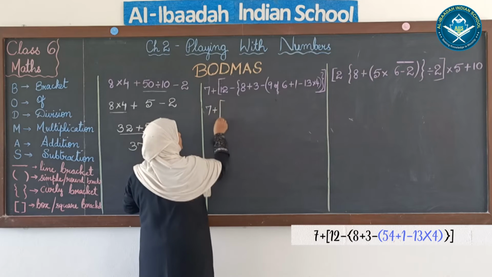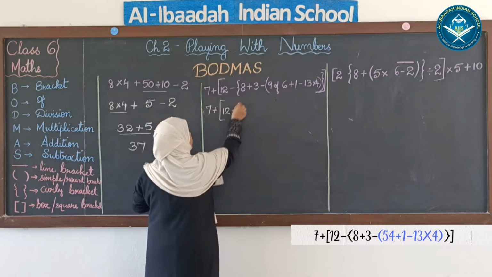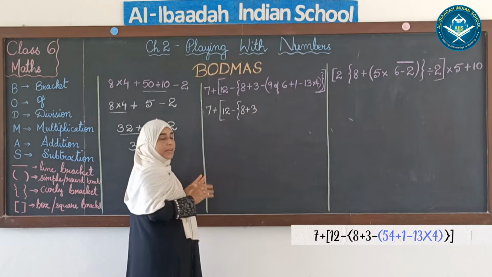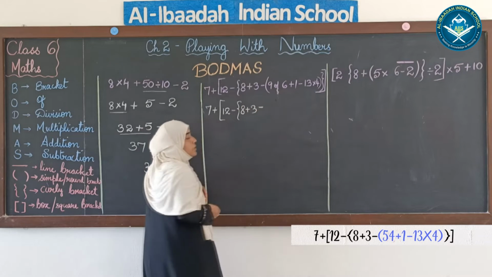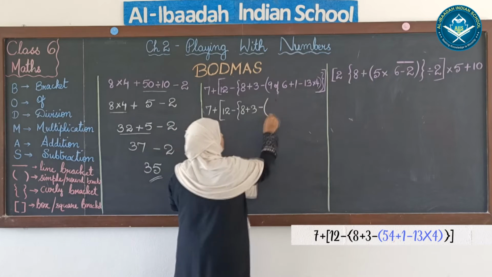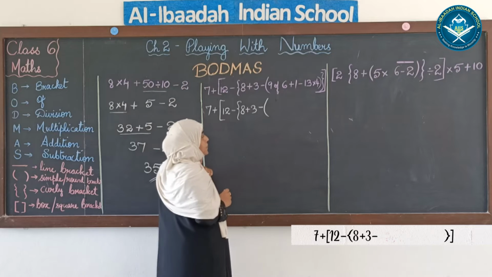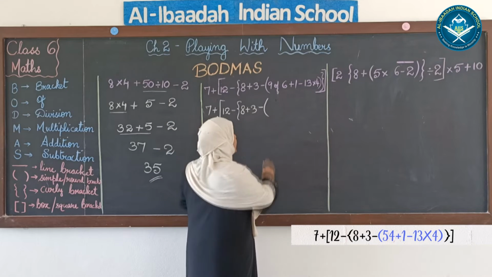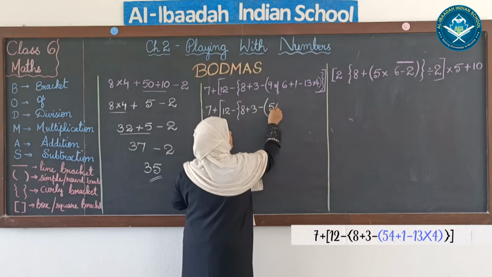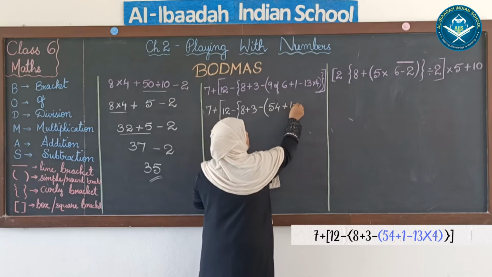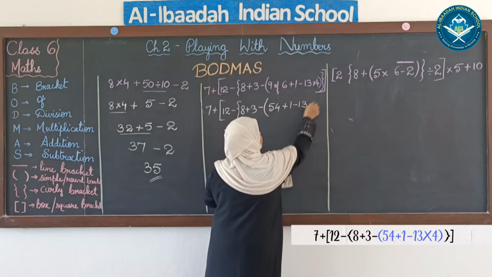7 plus 12 minus 8 plus 3. All this we have to write as it is, because we are solving the operations which are there inside the bracket, inside the simple bracket. Okay. Now inside the simple bracket, first thing that we have to solve is 9 into 6. 9 6s are 54. Okay, remaining operations we will keep as it is. Okay, one by one we will solve them.